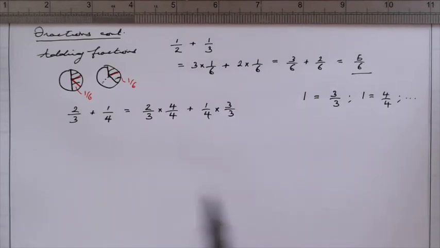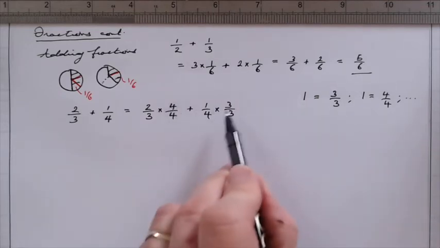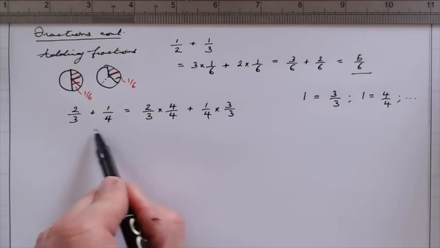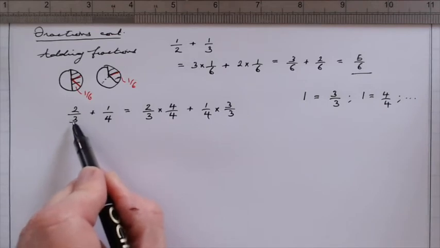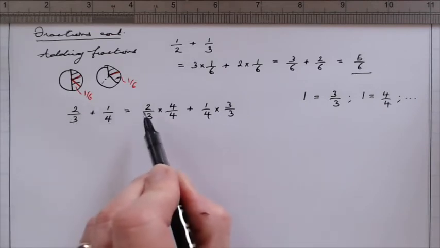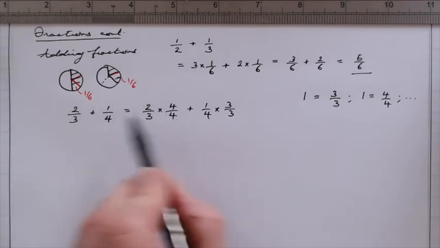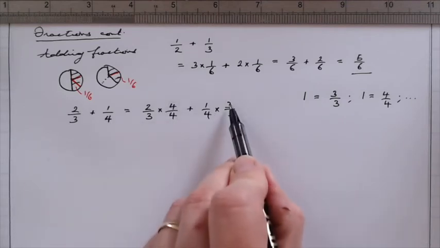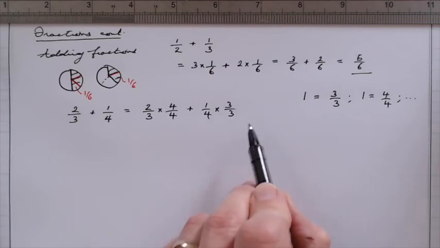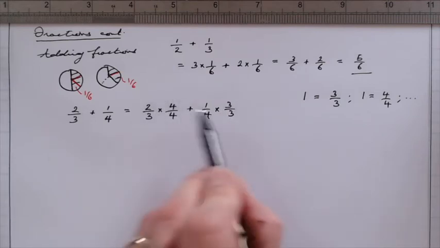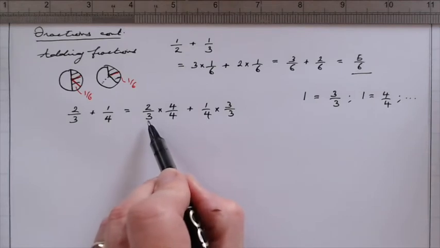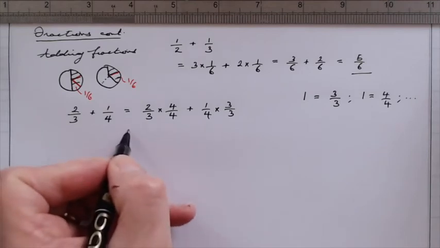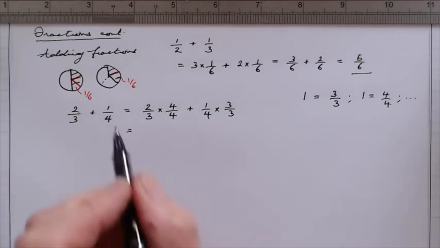And you can see what I've done here. I've chosen the way of writing 1 that sneaks this denominator into this fraction, and it sneaks this denominator into this fraction. So for the first fraction, I've written 1 as 4/4, and in the second fraction, I've written 1 as 3/3. And you can see what's going to happen when we do this fraction multiplication in each case. On the bottom, I'm going to get the same denominator, 12. And this really is the key to adding fractions.